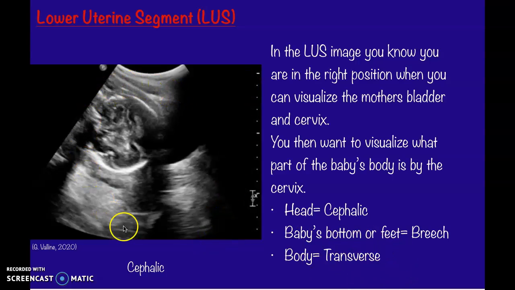When we look at this image here, we see baby's head, we see some shadowing out, but we see maternal bladder, we see the vaginal canal, and we see cervix. In this image, seeing the bladder and cervix and the head by both of those, we are going to think cephalic. So you would label this image LUS cephalic.